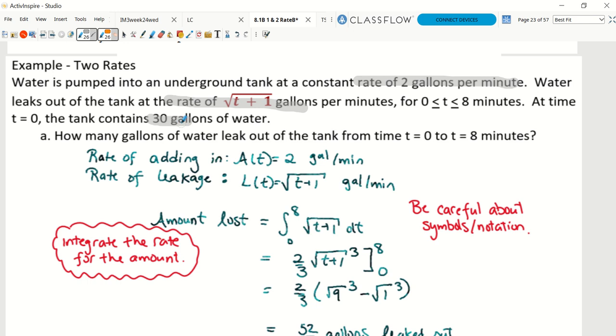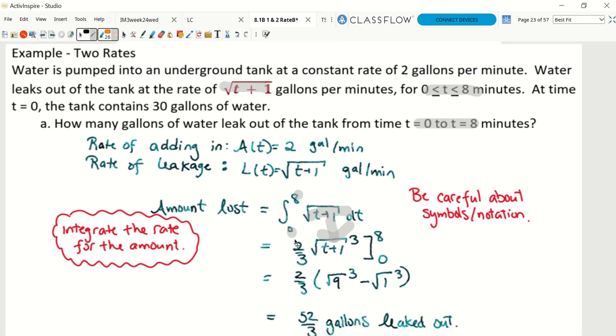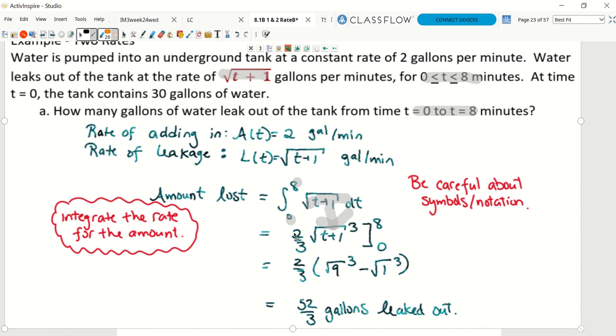Now, part A is a review from yesterday. It's just asking about leaking out. So we're only going to be using this for part A. We're going to do the integral of this from 0 to 8. Does that make sense? It's literally what we did yesterday. Take the antiderivative of this and it becomes that. Plug it in and you get 52 over 3 that is leaking out. Does that make sense, folks?